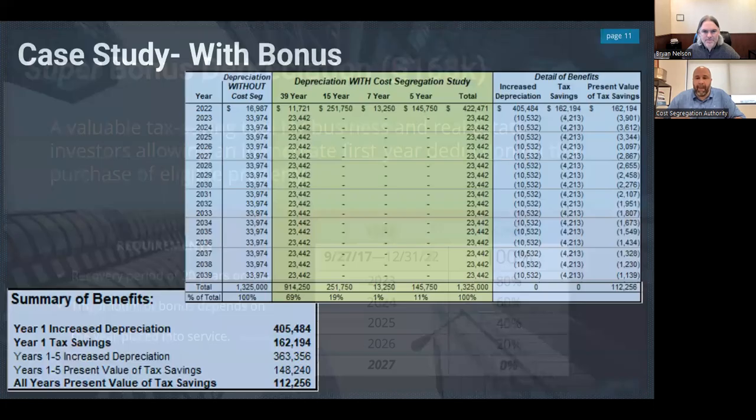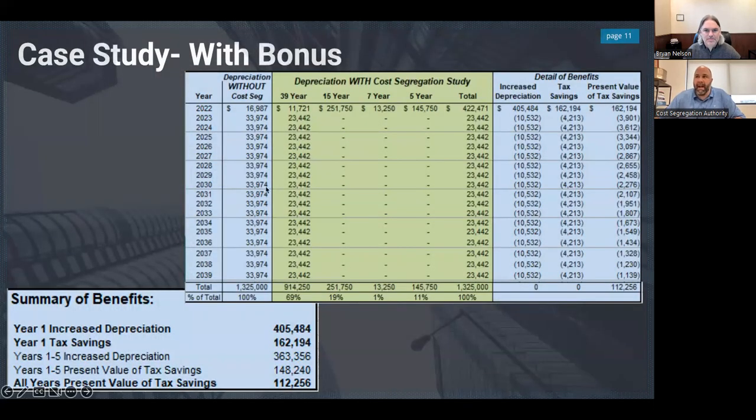But let's look at that same bike shop, but now let's apply the bonus depreciation. You'll recognize these numbers. These are the same numbers. We've got our $33,000 of depreciation over here every year if we don't do cost seg. Down across the bottom, we have our same numbers, $145,000 worth of 5-year assets, $13,000 worth of 7-year, $250,000 worth of 15-year. But if you recall, Brian, in that last slide, this $145,000 was spread out over 5 years. Yep. This was spread out over 7, and this was spread out over 15.